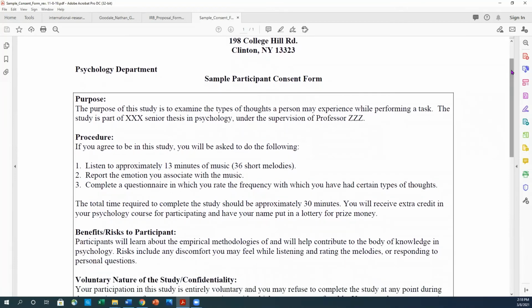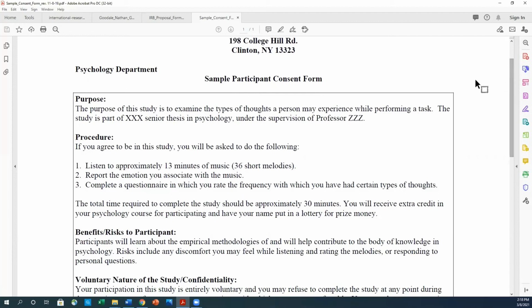The next thing is the procedure. You need to tell your participants what's expected of them, what you're going to have them do, and give them a reasonable approximation of how long it's going to take. I can tell you when I'm reviewing a protocol, I look at section A2, where you describe your research, and I look at the procedure that you have on your informed consent, and they need to match up.